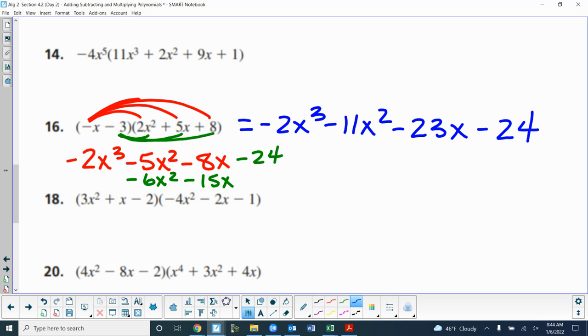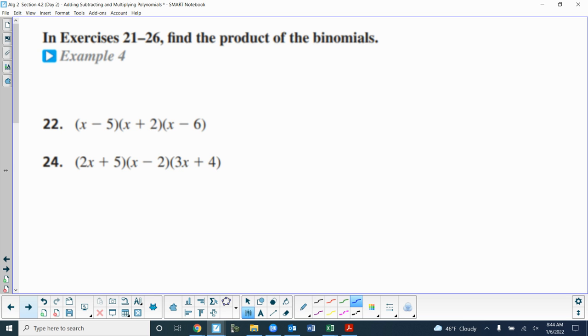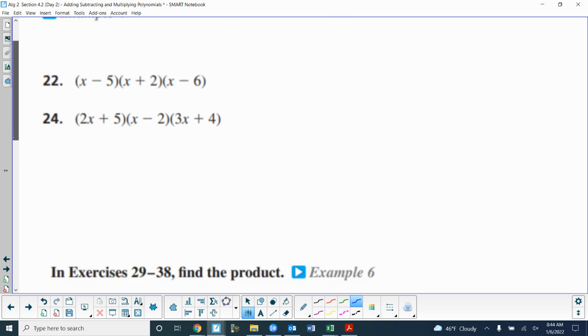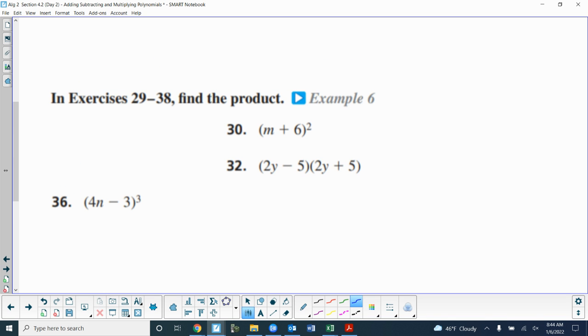All right, how about 18, 20, we okay? 22, 24, any problems with those? Just do two first, get an answer, then multiply by the third one, right? And then the last three were the ones that we had special products. We had special rules that we went over yesterday to do.